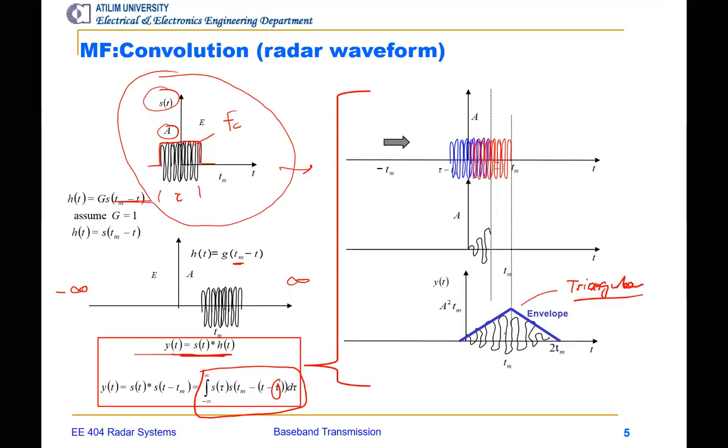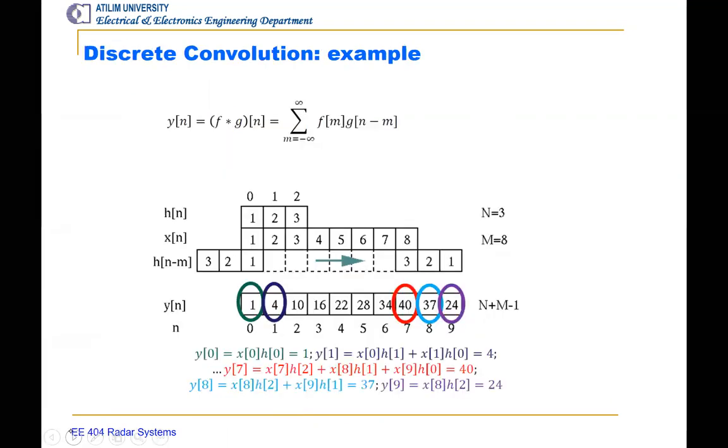Note that the duration here was Tm. Now the duration becomes twice the duration of the pulse, which means that if I transmit a pulse of duration tau, then the output of the filter will be 2 tau. So my decision is simply delayed by tau. This is discussed in radar signal processing concepts. This is not the subject of this course, actually. So let's see how to implement this convolution.